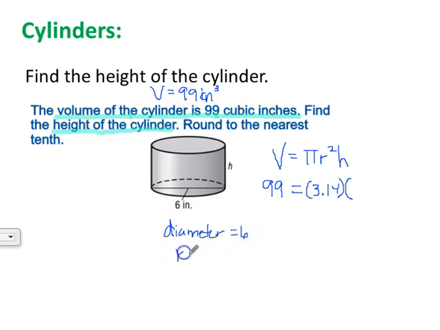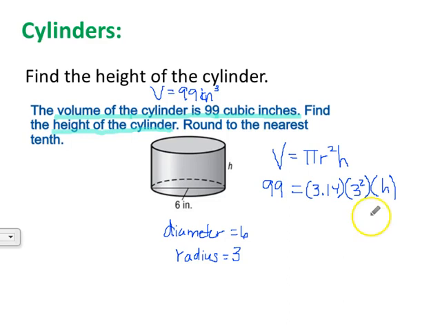So we need the radius, though. To plug that into our formula, we need the radius. If the diameter is 6 and the radius is half of the diameter, we know that the radius would be 3. So I'm going to plug in 3 for the radius. And then we're trying to find the height, so I'm going to put h in to represent height. That's our unknown.